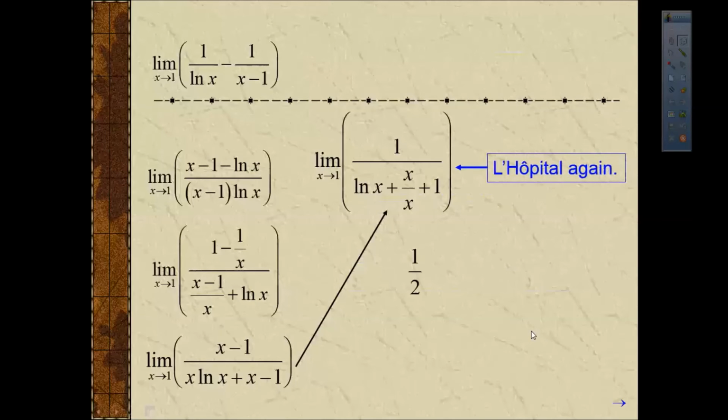And so that took us a bit. It took us some simplifying of fractions. We had to simplify a complex fraction. We had to apply L'Hopital's rule twice. But we were finally able to find this limit. So it turns out in this case, infinity minus infinity equals 1/2.